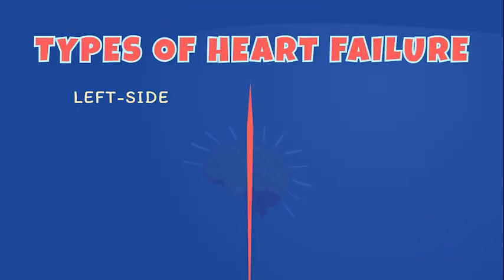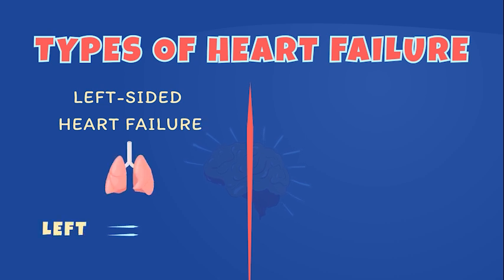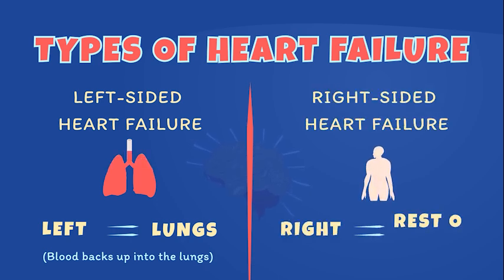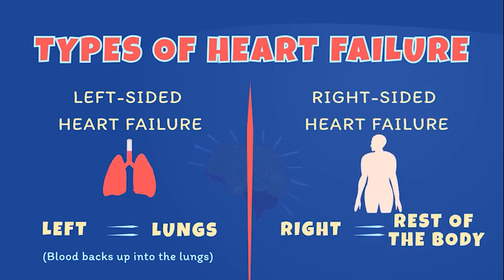We have left-sided heart failure. Left, think lungs, right? Blood backs up in the lungs. Right-sided heart failure, right, think the rest of the body, right? Blood backs up into the body. So legs, belly, everywhere else, but not the lungs, right?